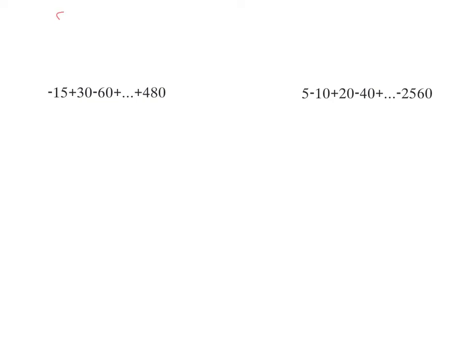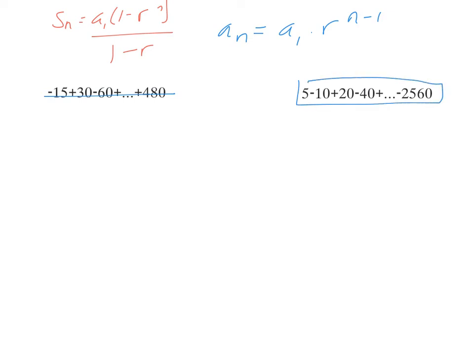Again, we need to use those formulas. S sub n equals a sub 1 times 1 minus r to the nth power over 1 minus r. And then a sub n is going to be a sub 1 times r to the n minus 1. And again, for the second one, because that's what we're looking at now, a sub n is going to be negative 2,560 equal to a sub 1, which is 5, times the ratio.